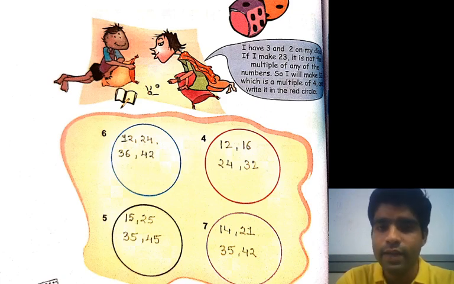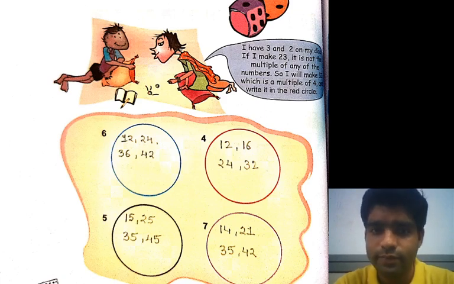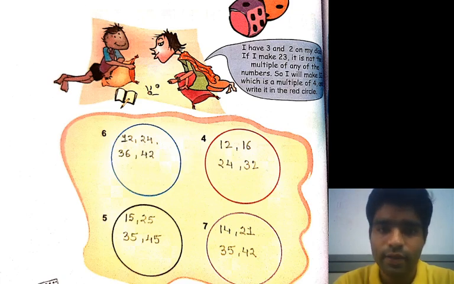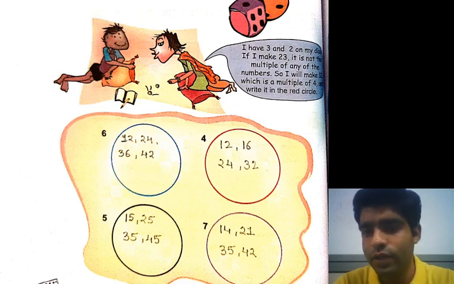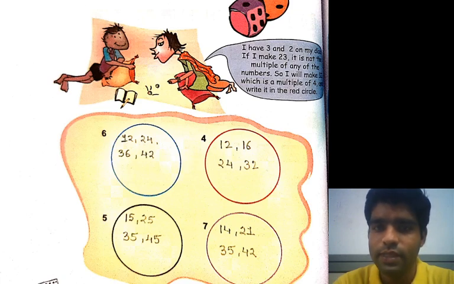It means I will write, for an example, 12, because 6 2s are 12, 6 4s are 24. 24 is also written. 36 is also written, because 6 6s are 36, and 6 7s are 42. 42 is also written. Once again I repeat, these numbers are not fixed, because they vary from student to student. Okay, this is our dice game. Whatever will be coming here.